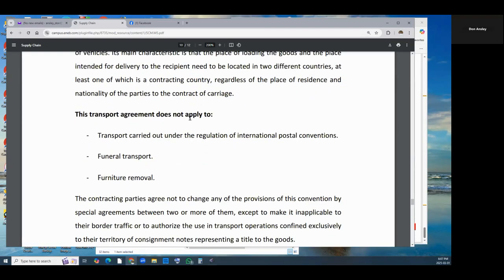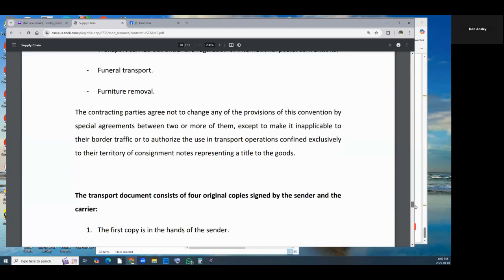This transport agreement does not apply to transport carried out under regulations of the International Postal Conventions, funeral transport, furniture removal. The contracting parties agreed not to change any of the provisions of this convention by special agreements between 2 or more of them, except to make it inapplicable to their border traffic or to authorize the use in transport operations confined exclusively to their territory of consignment notes representing a title of the goods.